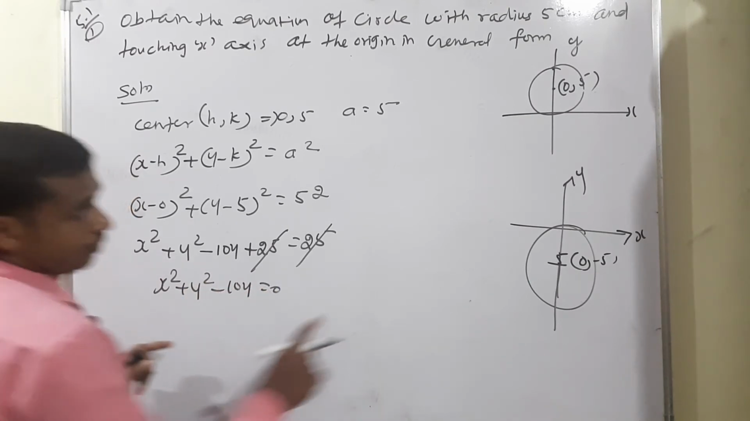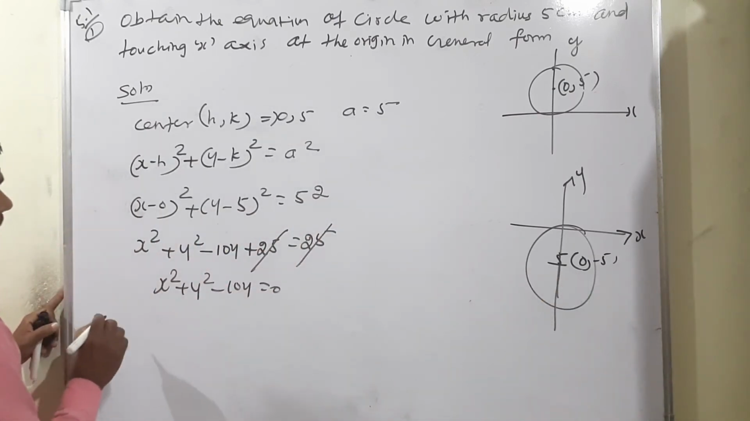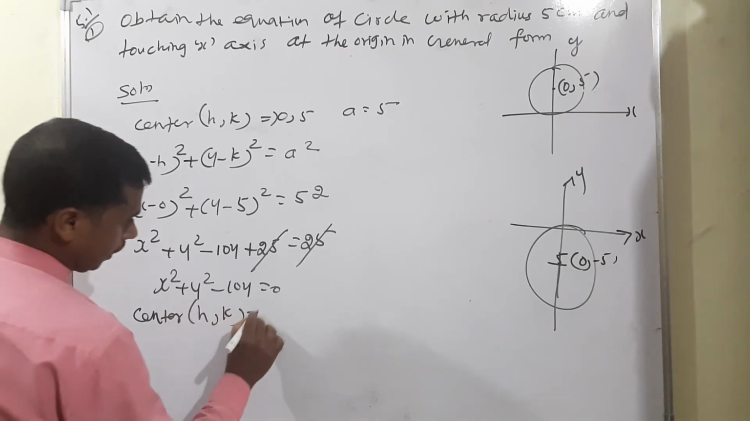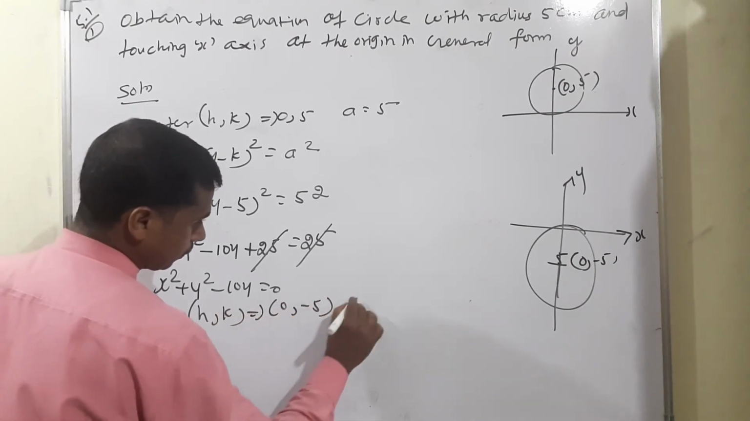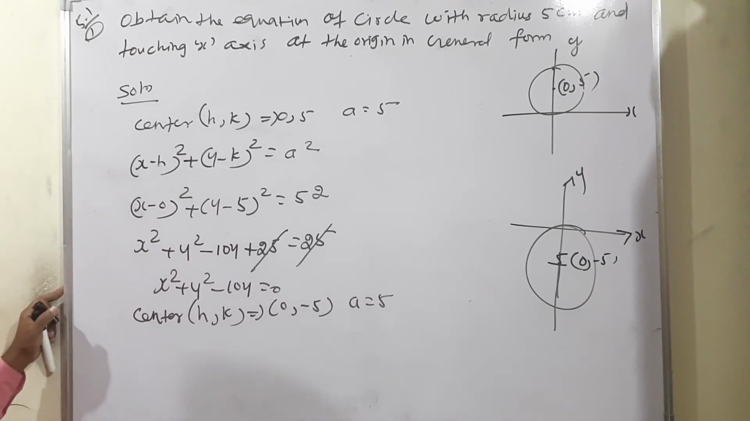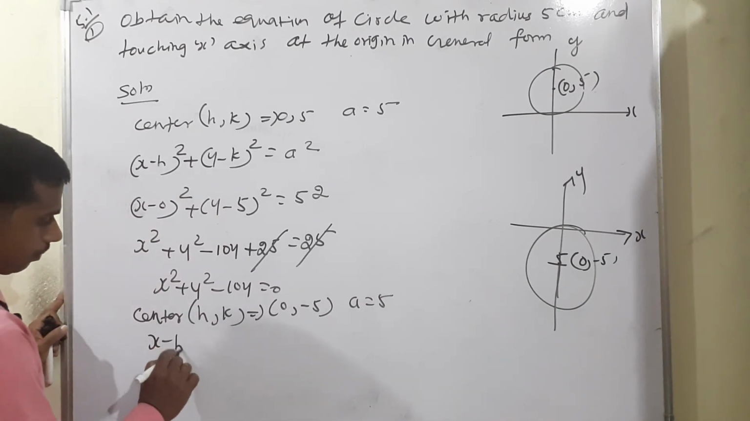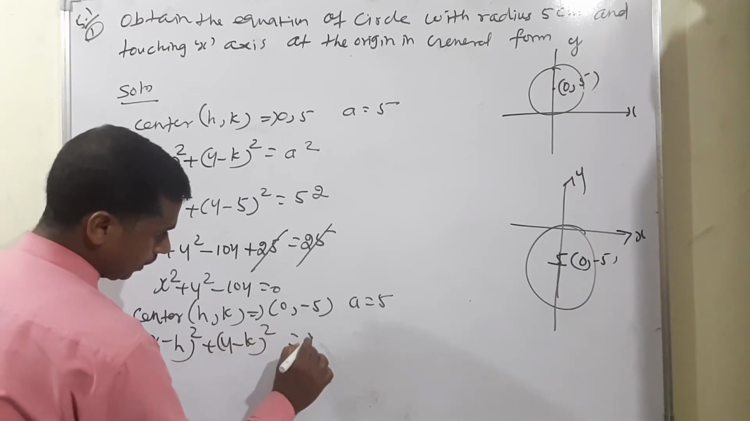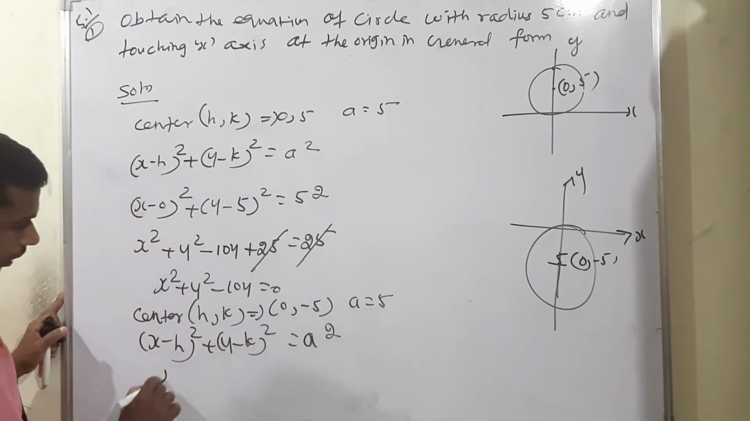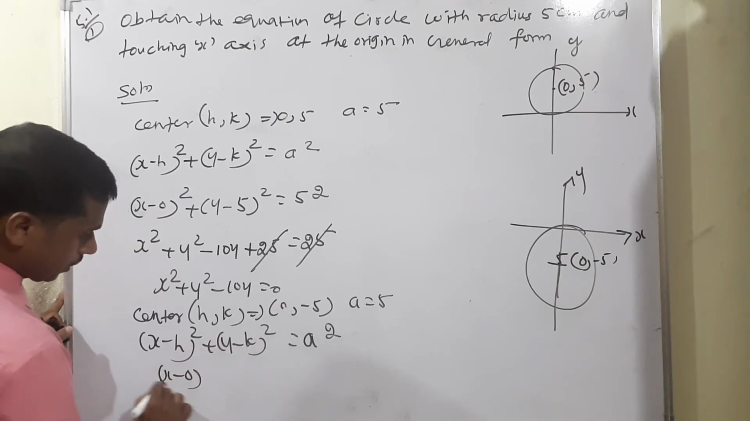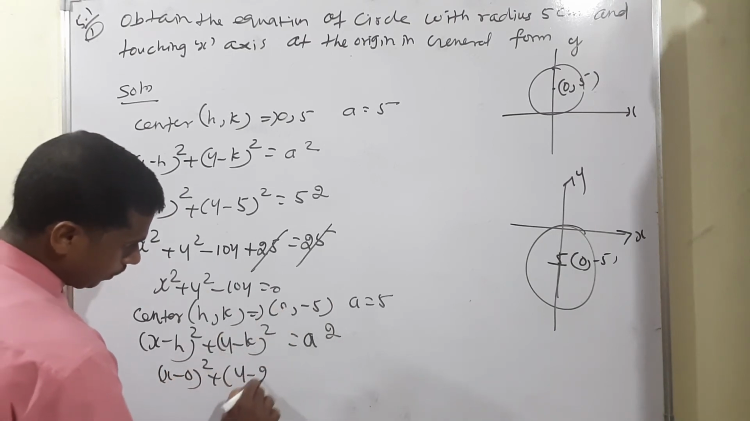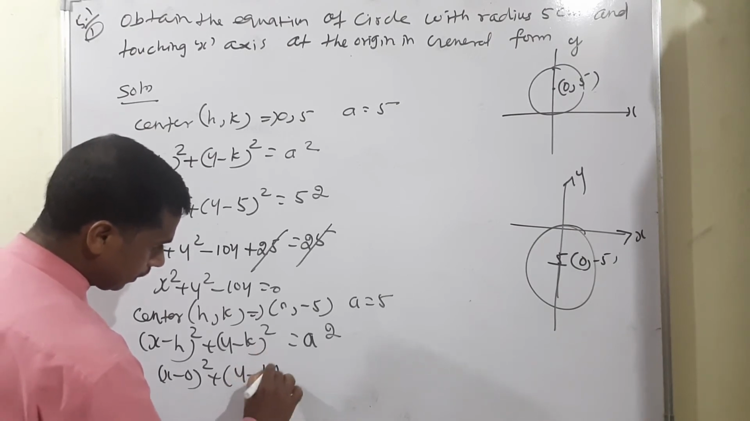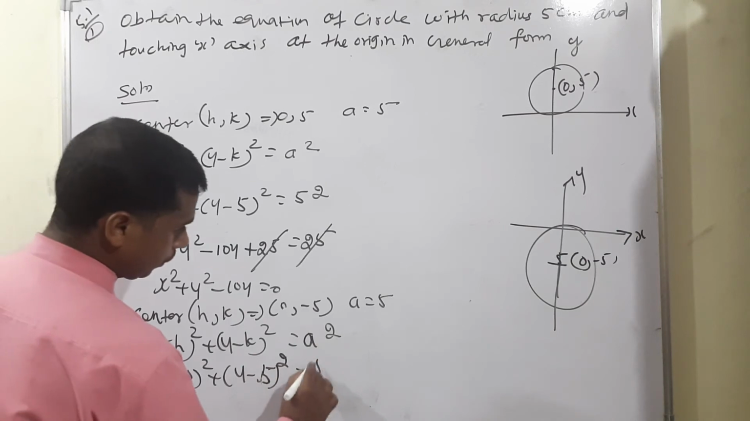Next condition: 0 comma minus 5. So the center, h comma k, consider it as 0 comma minus 5, but a is the same, the radius will be 5. This is also the formula: (x minus h) the whole square then (y minus k) the whole square is equal to a square. Therefore we can write the h value will be 0. So (x minus 0) the whole square then y minus 5, isn't it? The whole square is equal to 5 square.